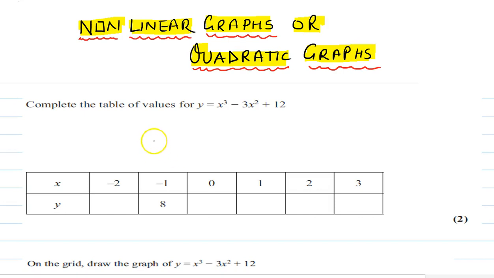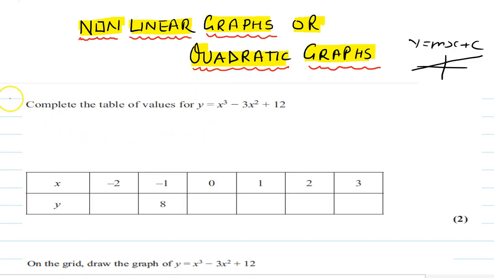Hi guys, today we are going to learn about non-linear graphs. Non-linear graphs means the graph which is not a straight line. Okay, so like y is equal to mx plus c type. If you draw the graph, then the graph is always a straight line. So today we are focusing on non-linear graph and quadratic graph.